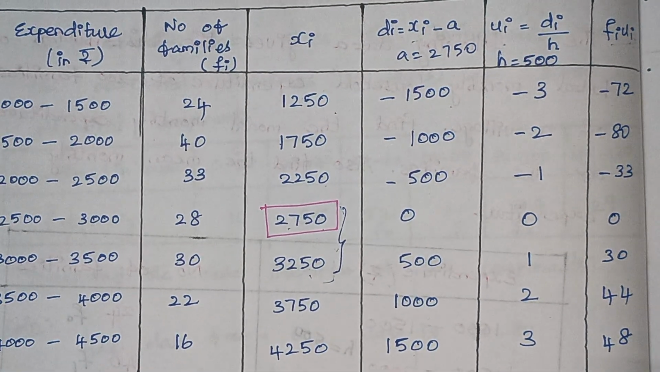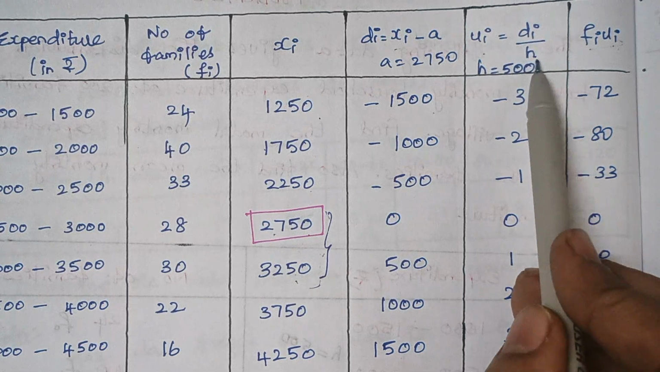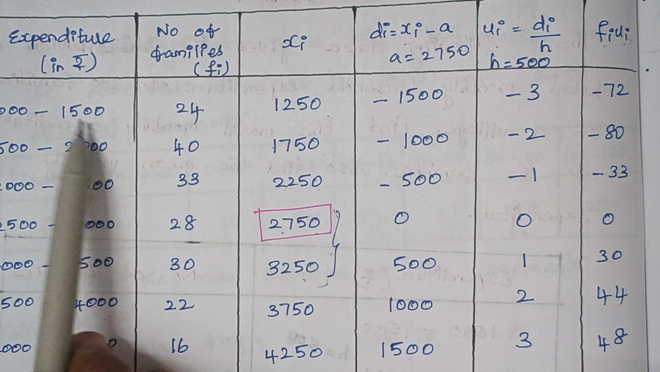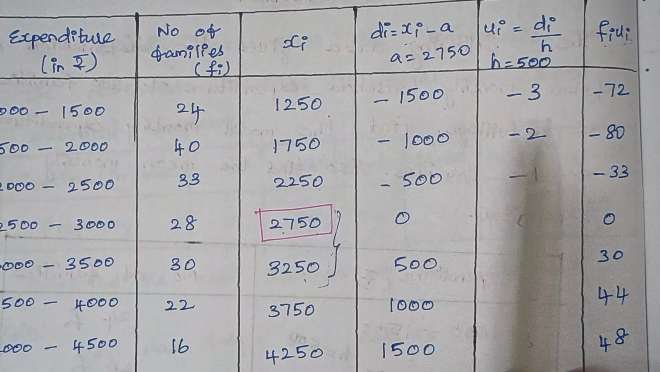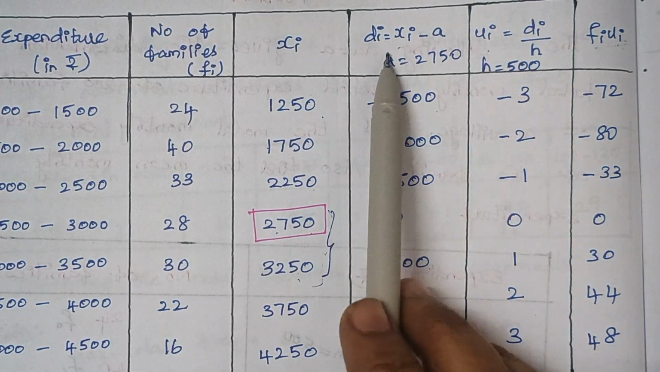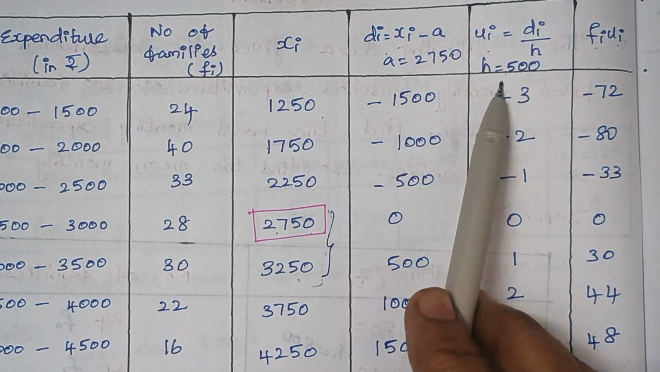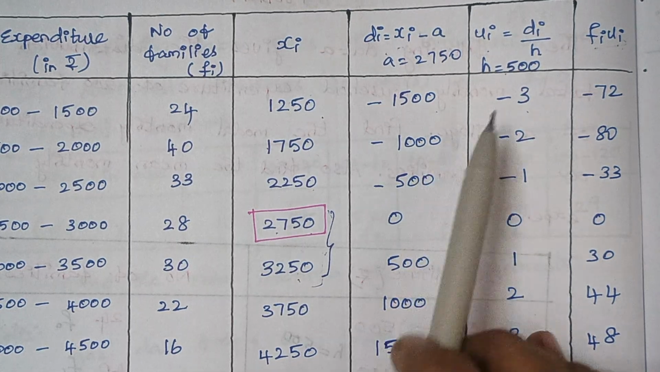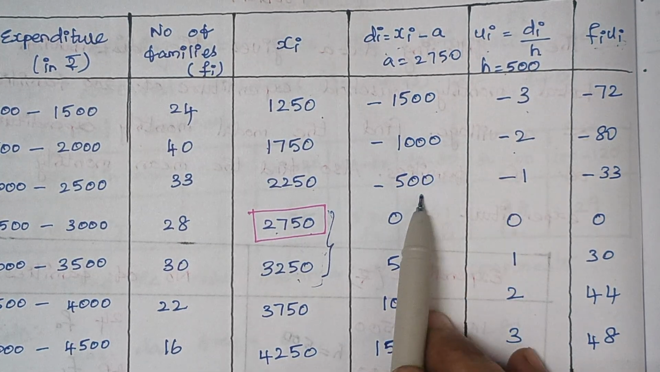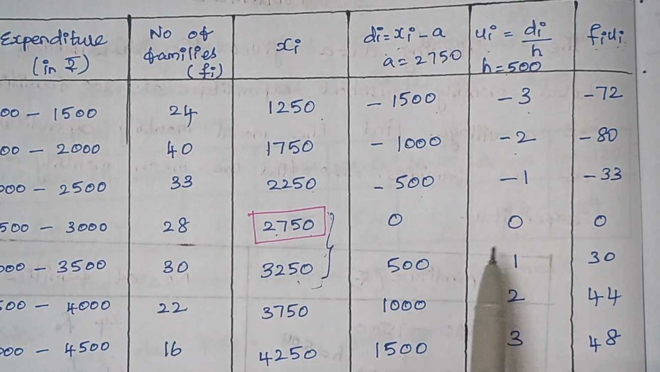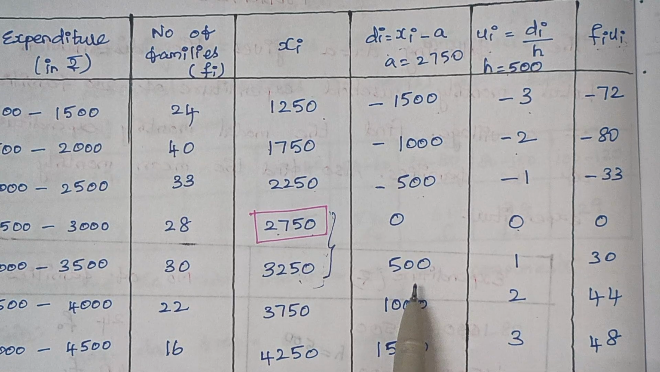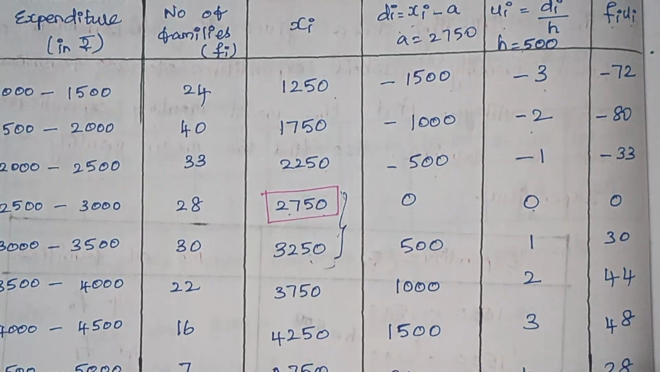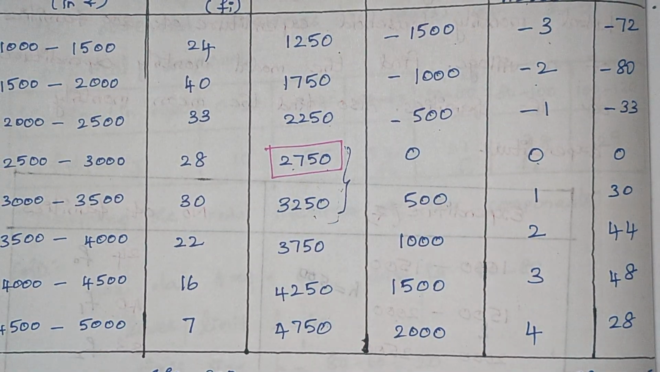So Ui is nothing but Di by h. So how to calculate h? h is nothing but the difference between these two, right? You have to subtract. So 1500 minus 1000 gives you 500. So that is the value of h. So we know the value of Di, we know the value of h. So just you have to divide. So minus 1500 by 500 gives minus 3. Minus 1000 by 500 gives minus 2. And minus 500 by 500 is minus 1. Likewise, 0 by anything is 0. And 500 by 500 gives you 1, and 1000 by 500 is 2, 1500 by 500 is 3. Similarly, 2000 by 500 gives you 4.